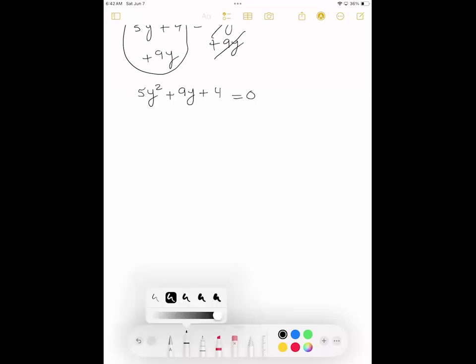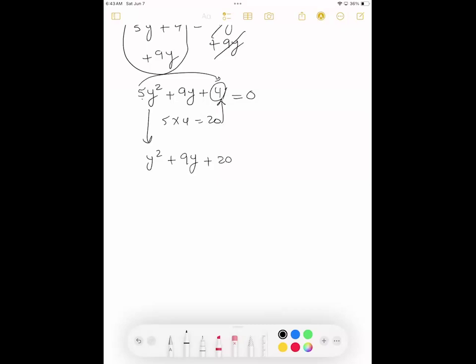And when that happens, to get rid of that 5, we multiply 5 and 4, we get a 20. We replace 4 with 20, and we replace 5 with 1. So this becomes y squared plus 9y. We change 4 to 20. Now I'm going to factor this. Look for two numbers to give me 20 and add to get 9.